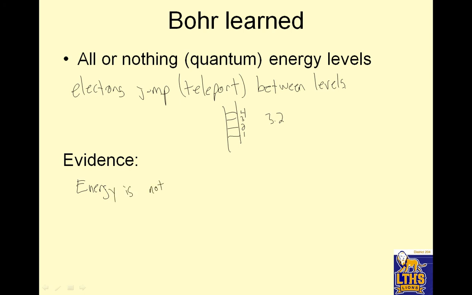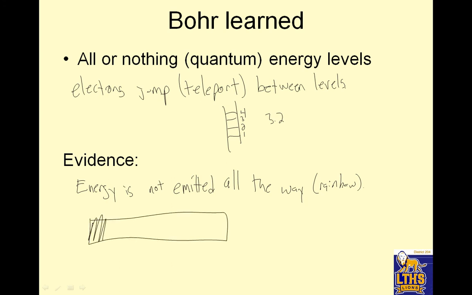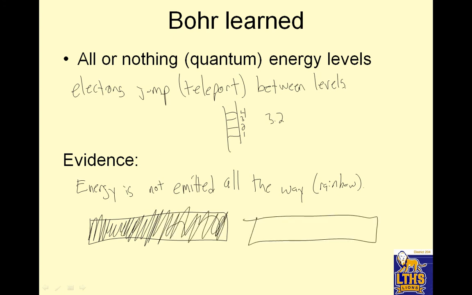And the evidence is energy is not emitted all the way through. And that would be a rainbow. So if Bohr's model was wrong, you'd get this whole barcode thing. This would be all colored and it would be all totally black. And what he got was just a few. So why just a few? Because this is the spots where the electrons can land. The evidence is energy is not emitted all the way through, but in specific bands. And they're called bands.